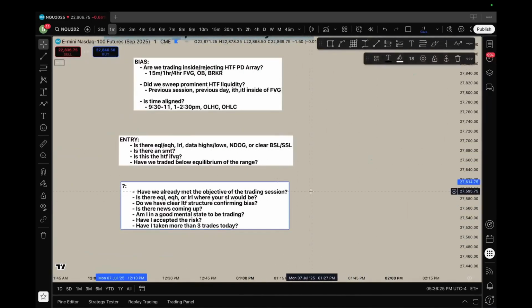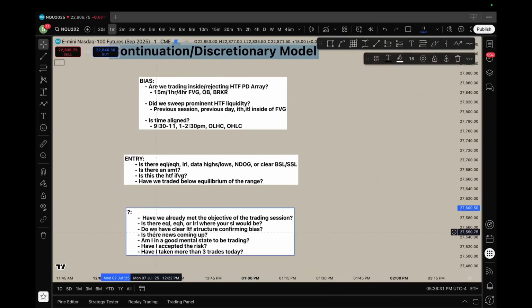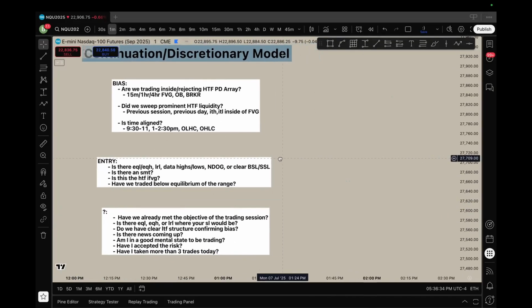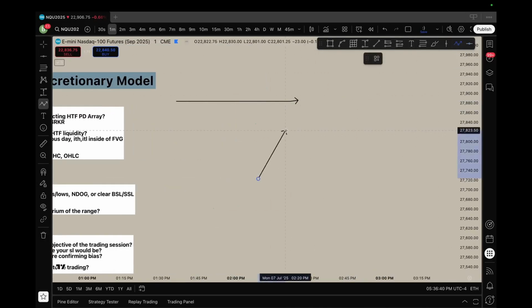So do not be longing when we have low resistance liquidity at your stop loss, and don't be shorting when you have low resistance liquidity at your stop loss, and equal highs and equal lows. Okay. So we have clear lower time frame structure confirming bias. So not only do you want your external targets to align, you also want your internal liquidity pools to align as well. You want equal highs, you want low resistance liquidity, right?